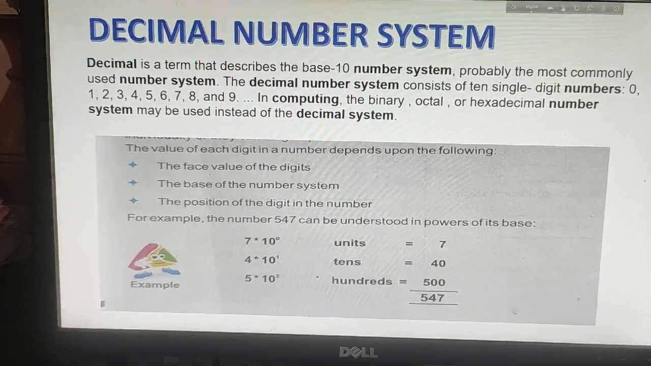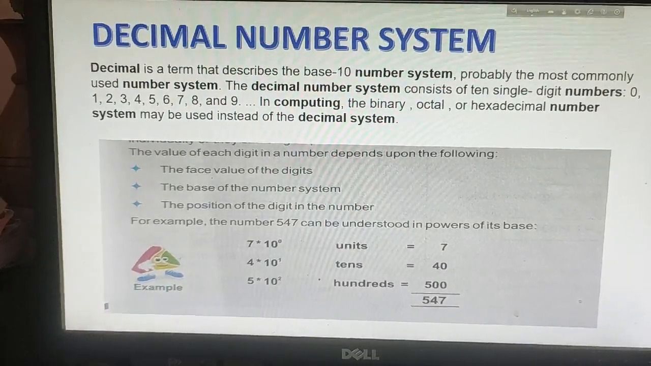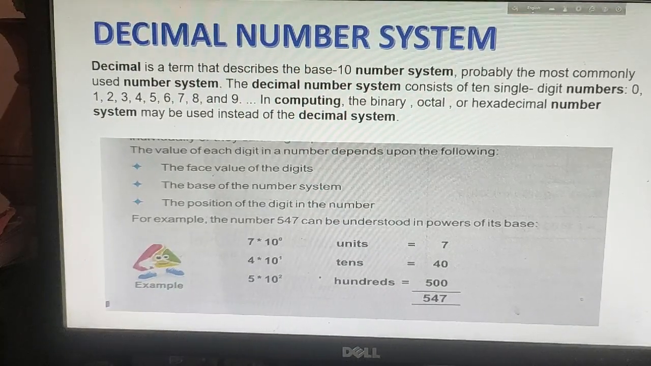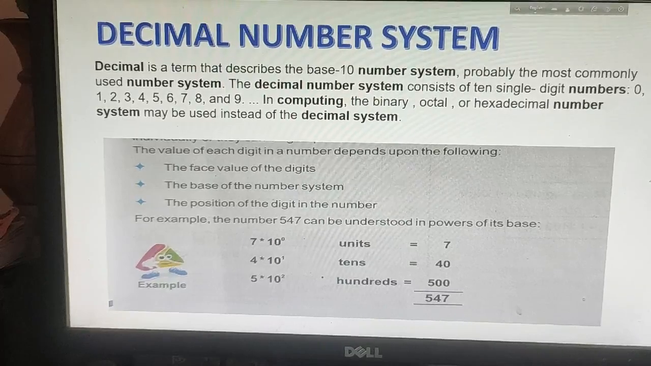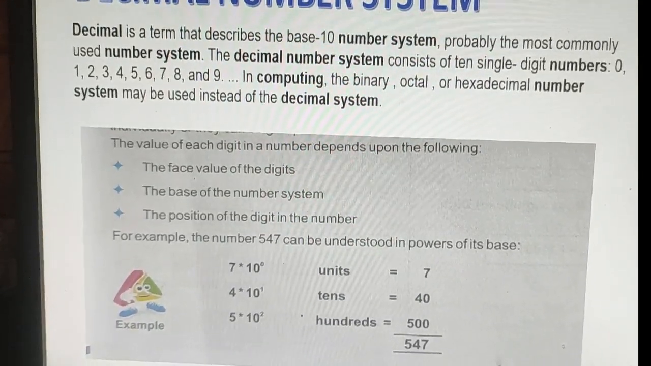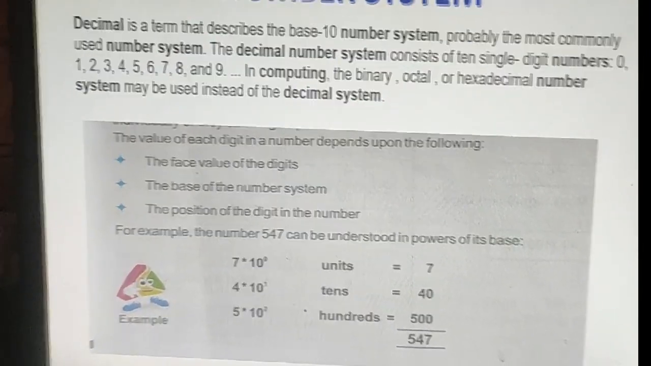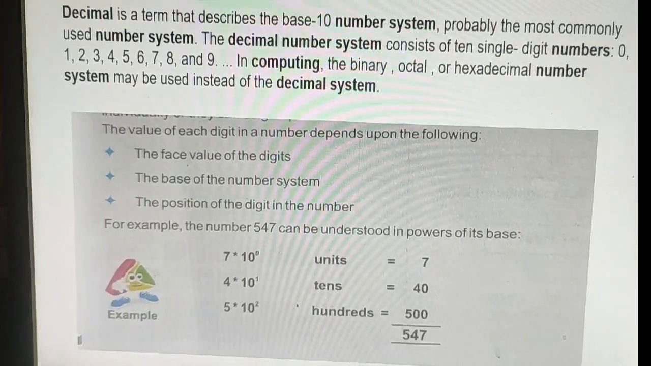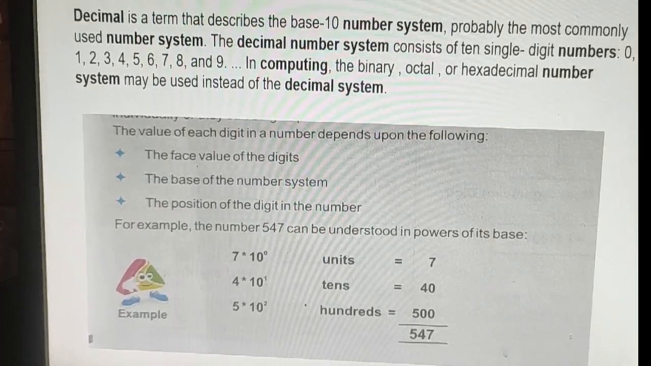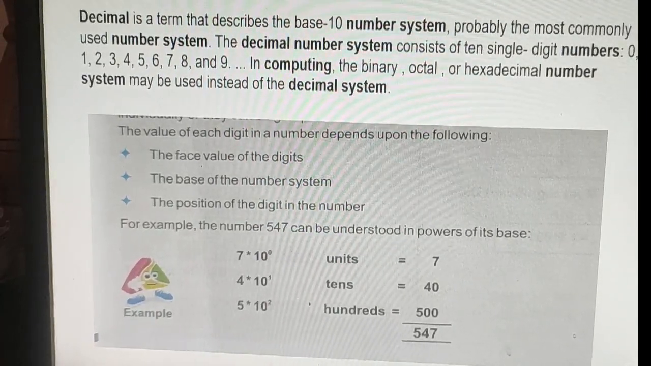Decimal is a term that describes the base 10 number system, probably the most commonly used number system. The decimal number system consists of 10 single digits, that is from 0 to 9: 0, 1, 2, 3, 4, 5, 6, 7, 8 and 9. In computing, the binary, octal or hexadecimal number system may be used instead of the decimal number system. The value of each digit in a number depends upon the face value of the digit, the base of the number system, and the position of the digit in the number.